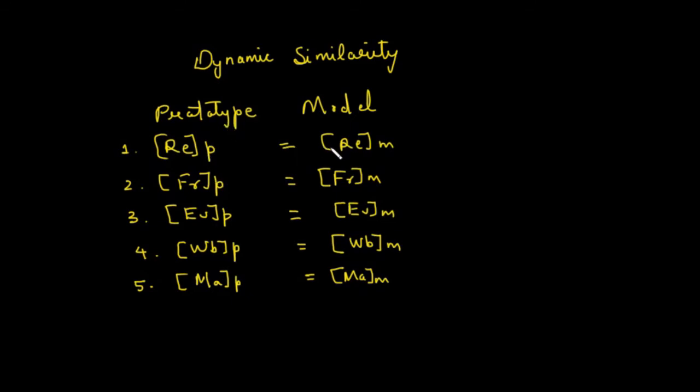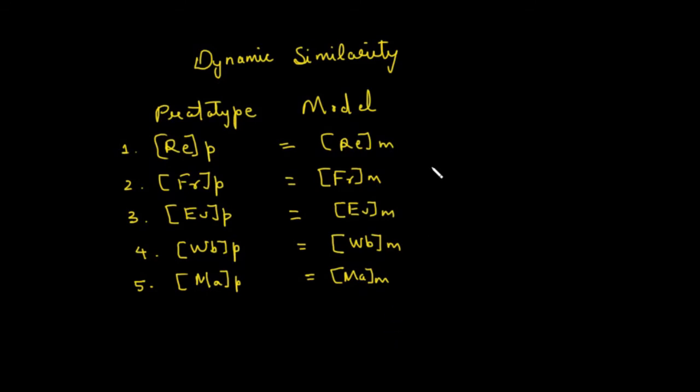So the Reynolds number of the prototype should be equal to the Reynolds number of the model. The Froude number of the prototype should be equal to the Froude number of the model. The Euler number of the prototype should be equal to the Euler number of the model. The Weber number of the prototype should be equal to the Weber number of the model. And lastly, the Mach number of the prototype and model should be the same. So if we achieve this condition, we can say that complete dynamic similarity has been achieved. Now this is very difficult to achieve in reality.